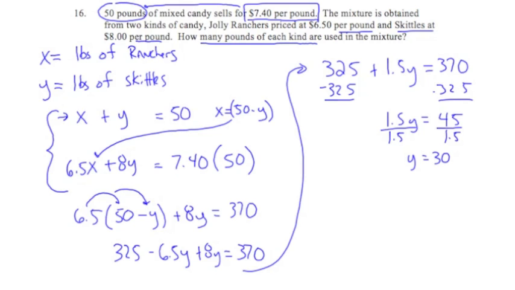So it looks like now I found the pounds of Skittles. So I have 30 pounds of Skittles. And I plug that back into the other equation when they're supposed to add up to 50. So that leaves me with 20 pounds of Jolly Ranchers.